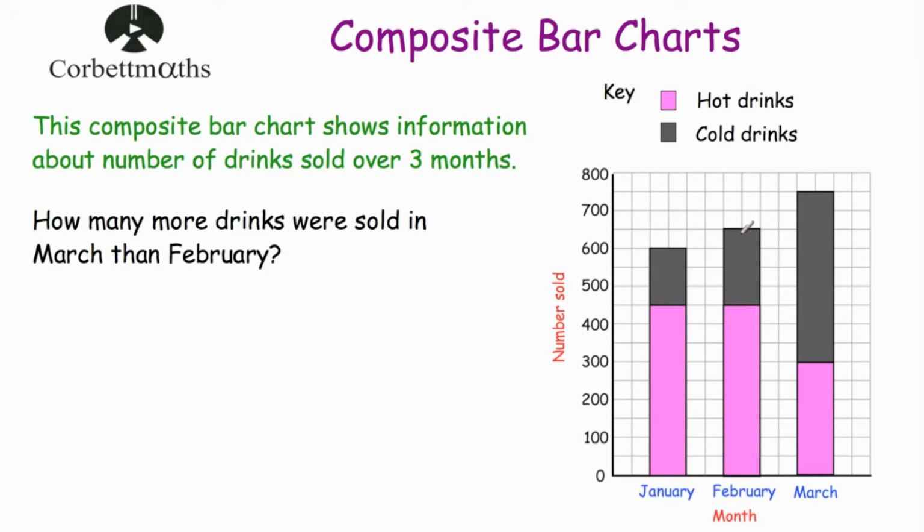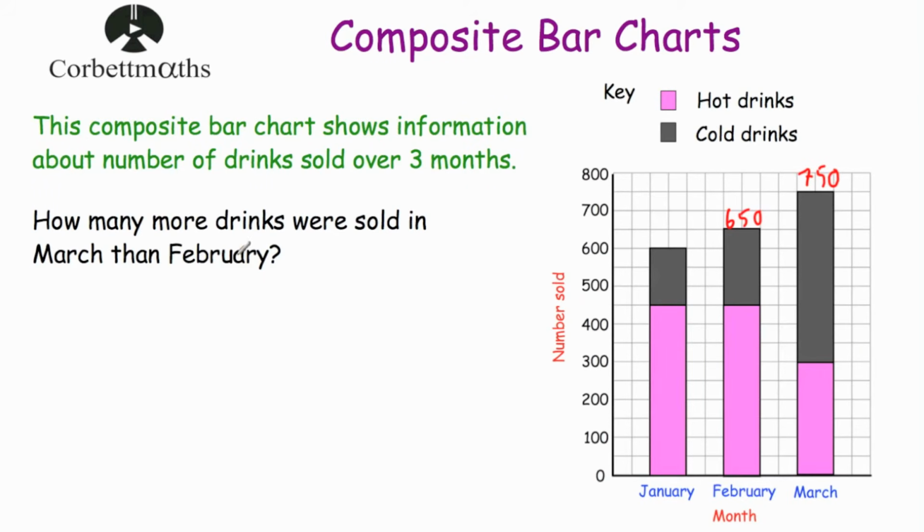So for instance, here in February, the total height of the bar is in between 600 and 700, so that's going to be 650 at the top. And March, it's in between 700 and 800, so it's going to be 750 drinks sold altogether, because the total height of the bar would tell you the total number of drinks sold.